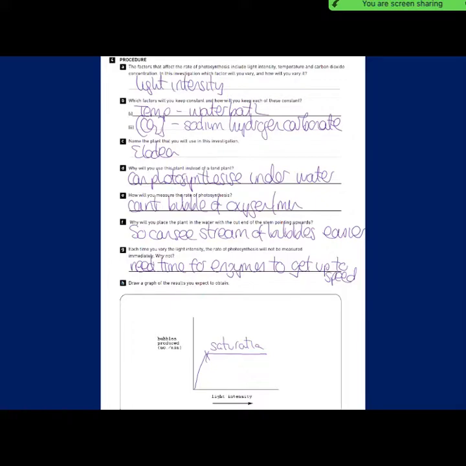Okay, so then in terms of your procedure, we chose light intensity. Factors that we keep constant are the temperature and the carbon dioxide concentration. The plant we use is Elodea. They will accept pondweed. The reason they choose it is because it will photosynthesize under water and we can count bubbles.